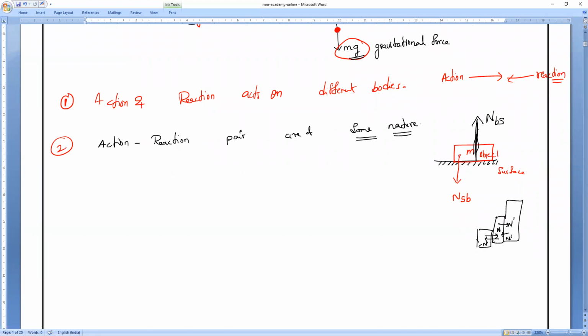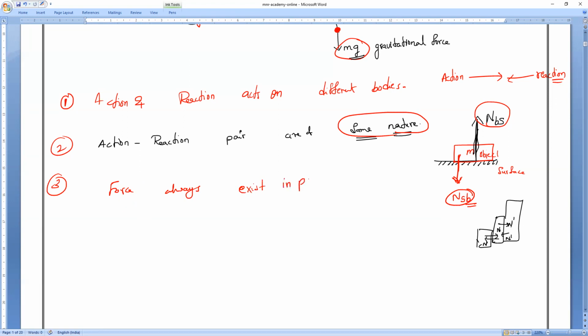So this is called action and reaction. You can see that both are of the same nature. This is the normal reaction exerted on the body by the surface, and this one is exerted on the surface by the body. So both are of the same nature, and we can say they must be in the same pair. Clear, everybody? Next. Always remember, forces always exist in pairs. They cannot exist individually. So force always, how will it be?